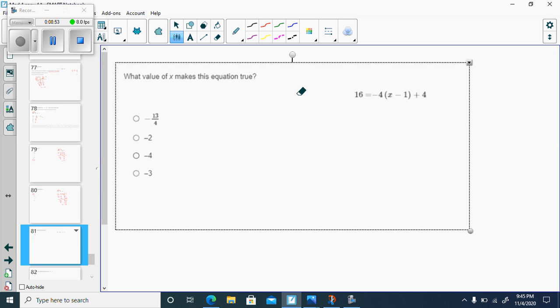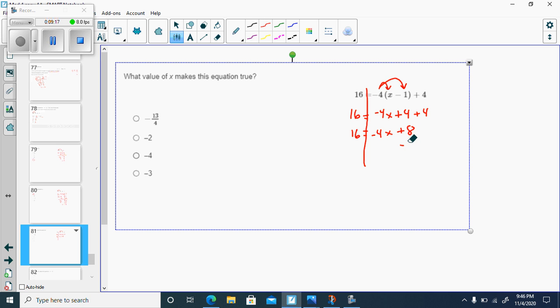What value of x makes this equation true? In other words, let's solve for x. Okay? Here's our equal sign. There's 16. Negative 4 times x is negative 4x. Negative 4 times negative 1 is positive 4. 16 is equal to negative 4x plus 4.